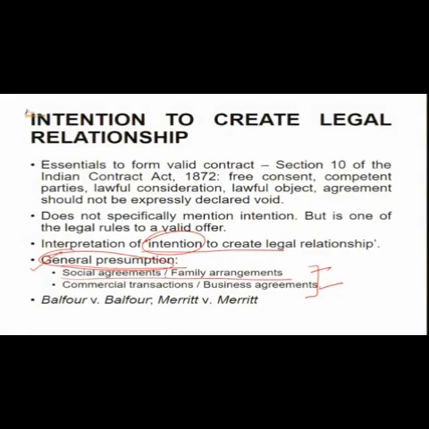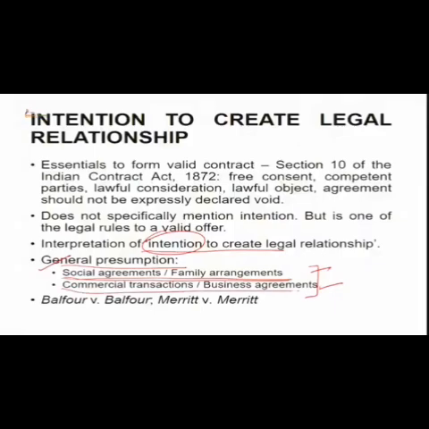Can that friend of yours sue you? The answer is no, because the parties here never intended legal relationship or legal consequences. That is, if you commit a default in taking your friend out for dinner, your friend will not drag you to the court saying that ask this person to take me out for dinner or give a particular amount of money because this person did not fulfill the promise. No, it is not like that, right. So, that is why I am saying here that the general presumption is that in case of social agreements or family arrangements, both the parties have not intended legal consequences or legal relationship. So, this is a general presumption.